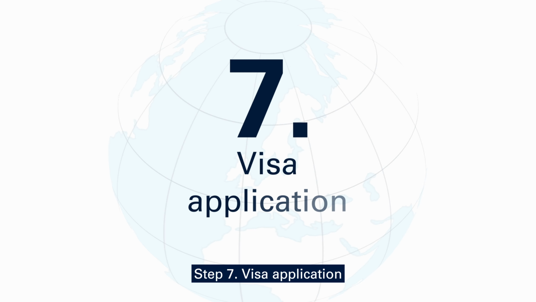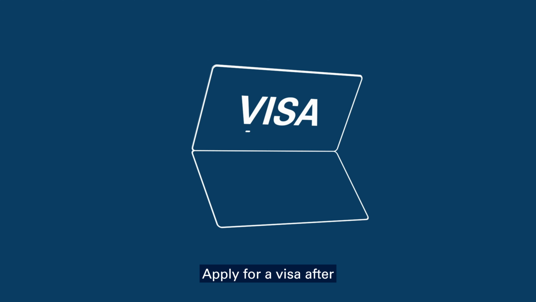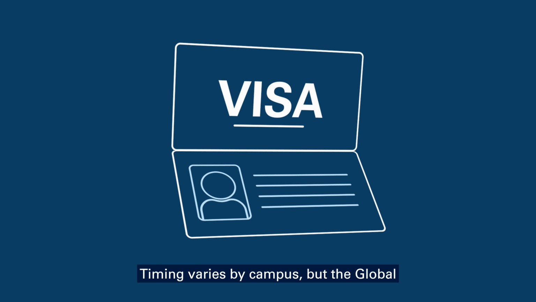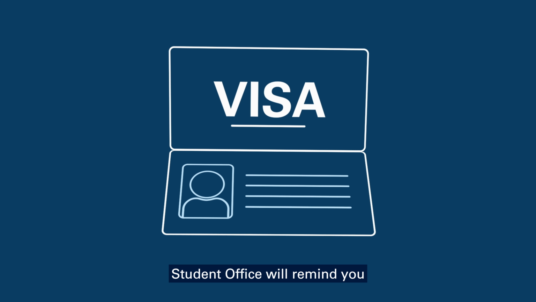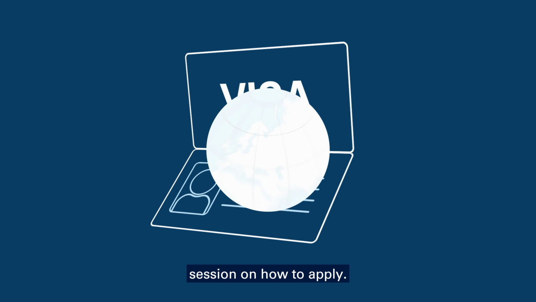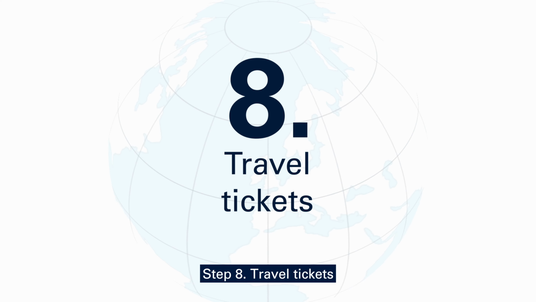Step 7. Visa application. Apply for a visa after receiving your exam results. Timing varies by campus, but the Global Student Office will remind you and host an information session on how to apply.